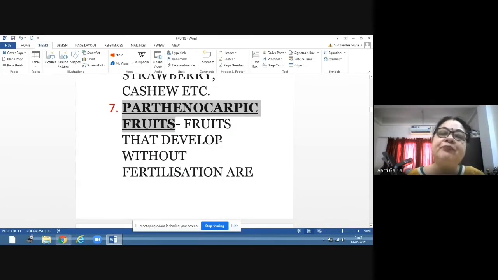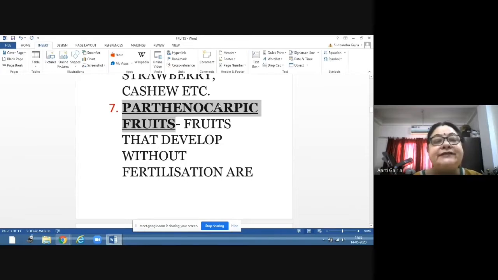Another type of fruits are parthenocarpic fruits. Normally, when the fruit develops, fertilization has taken place. In the embryo sac, the male gamete and the female gamete fuse. Both are haploid. They become a diploid zygote, and from that diploid zygote, the embryo develops. So that is the normal process. That is the natural phenomena.